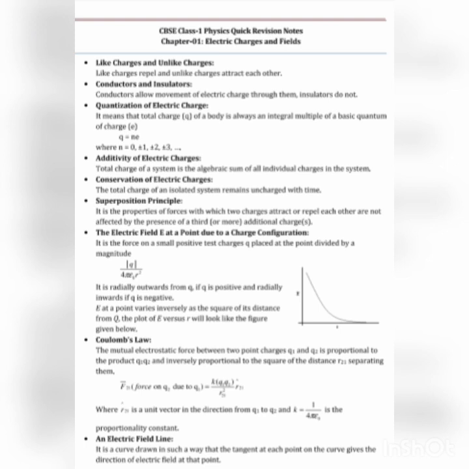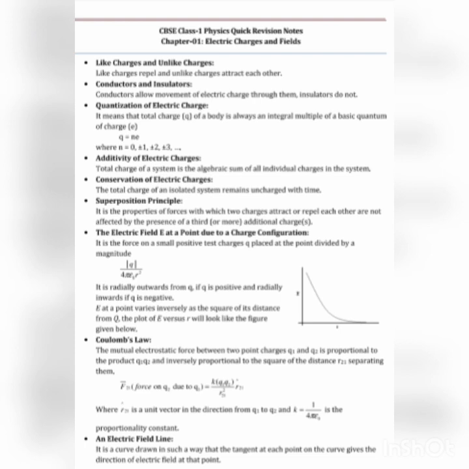Conductors and insulators. Conductors allow movement of electric charge through them, while insulators do not. Conductors allow electric charge to pass through them because they are mostly made of metals, and metals have a free electron, more than one free electron in their configuration, which allows the electric charge to be conducted. Insulators are electron deficient and hence do not have enough electrons to transfer the charge from one place to another.